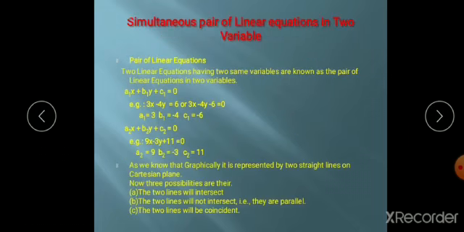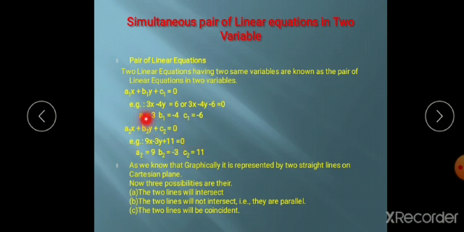Now in Class 10, we are going to see a pair of linear equations. Do you know the meaning of pair? Pair means two. There are two methods to solve them: one is the algebraic method, and the other is the graphical method. Before going to these methods, let me consider a1x plus b1y plus c1 as the first linear equation, and a2x plus b2y plus c2 as the second linear equation.